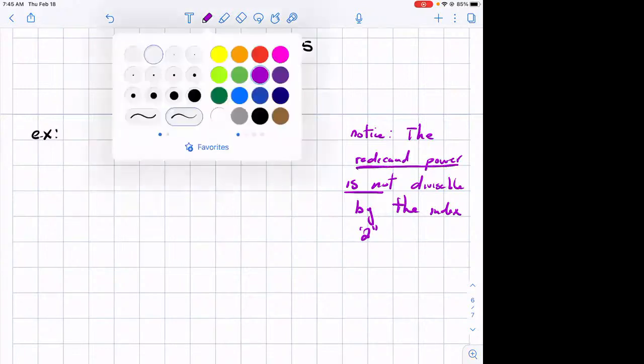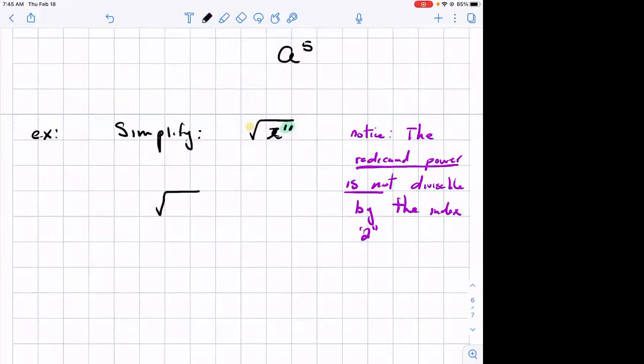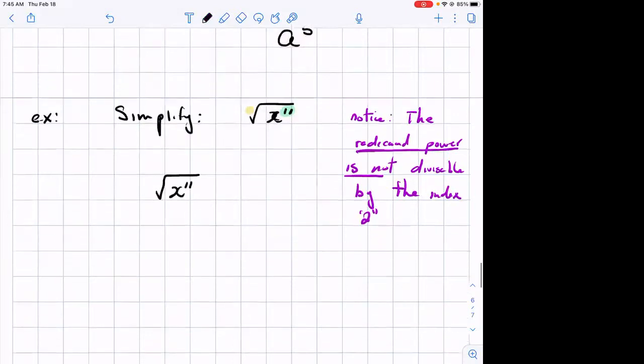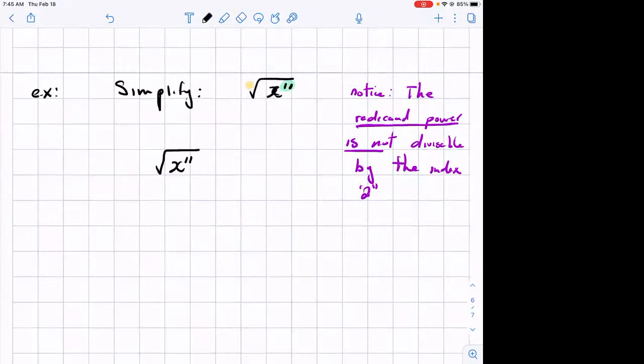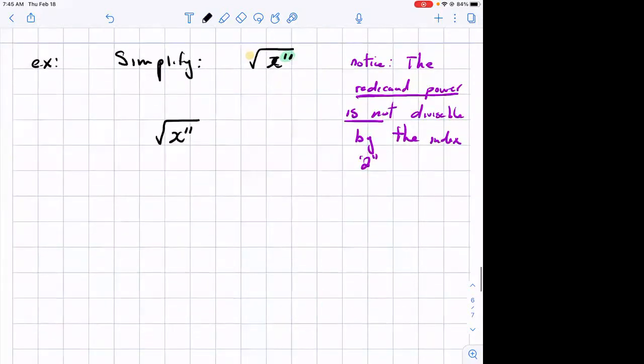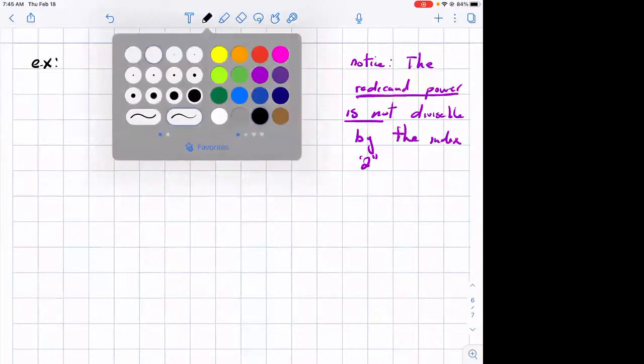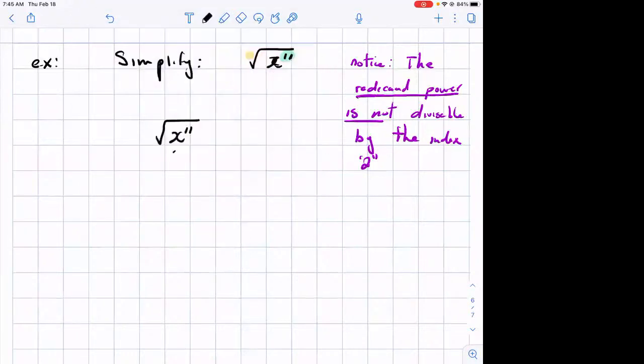So here we can simplify this. The square root of x to the 11th. Well, what number that goes evenly into 2 is just below your power, which is 11? Okay, and we know that that number will be 10. So I could simplify this and say that this is the same as the square root of x to the 10 times x to the 1.